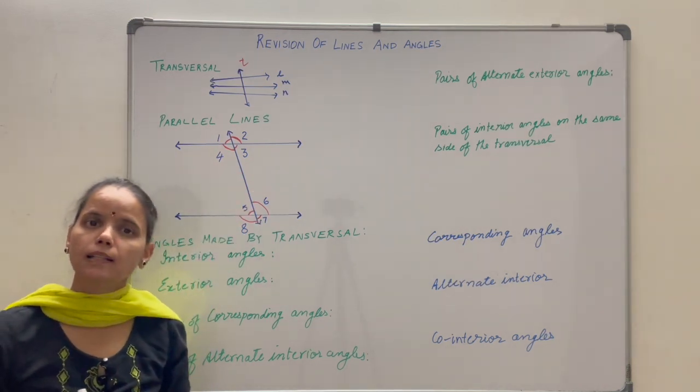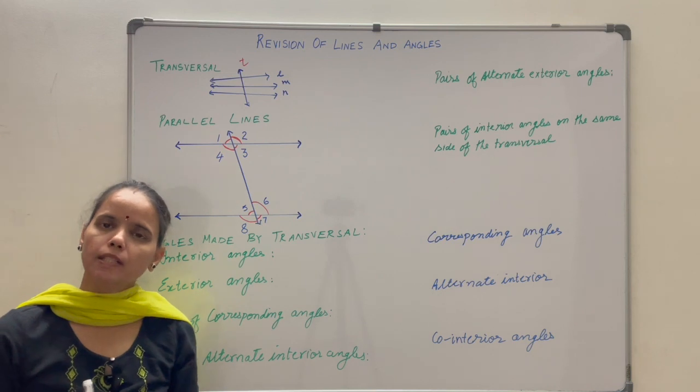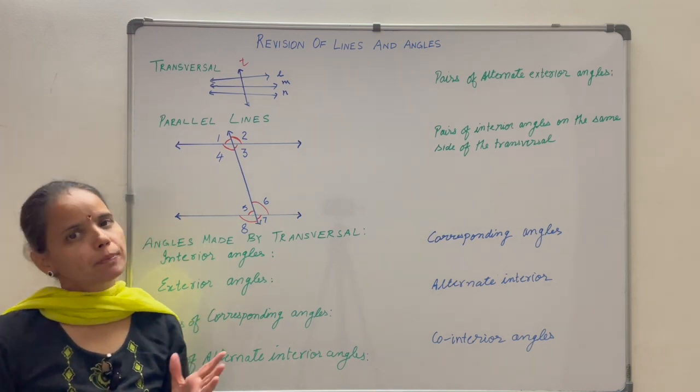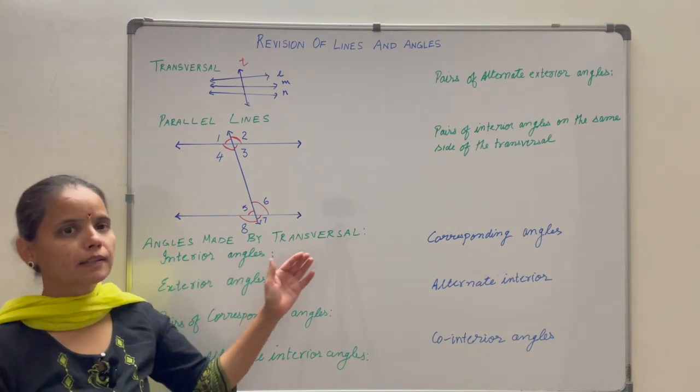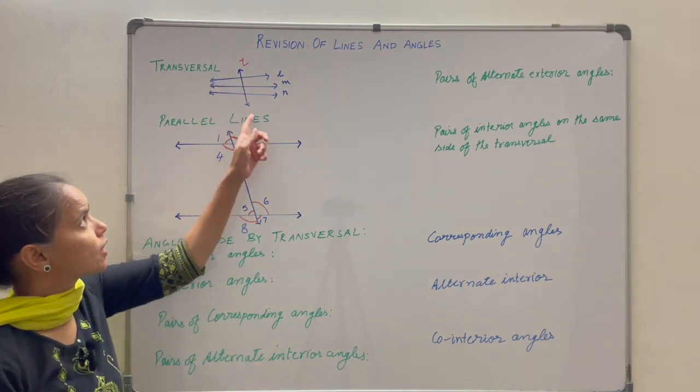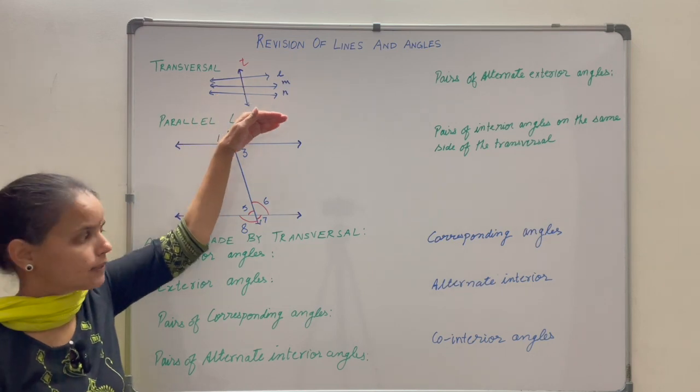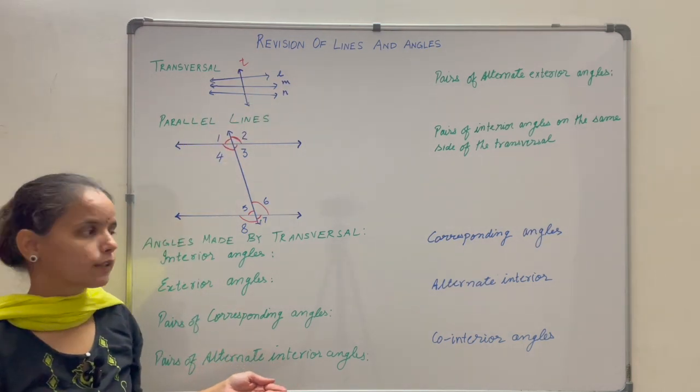Parallel lines. Parallel lines are the lines which never meet at any point of time. Their perpendicular distance is always fixed. Angles made by the transversal: whenever the transversal intersects two or more lines, these are the angles which it forms.